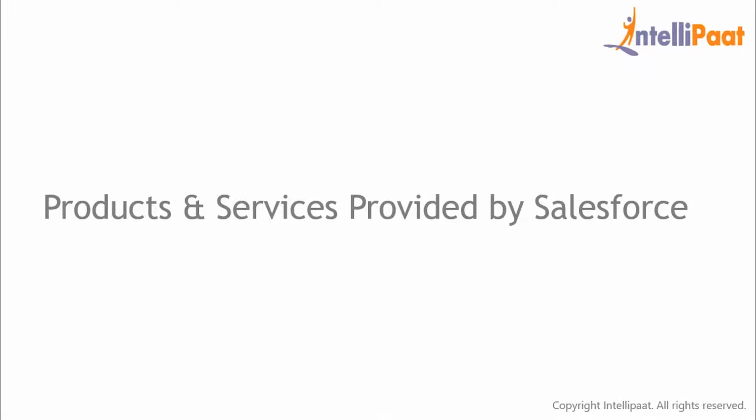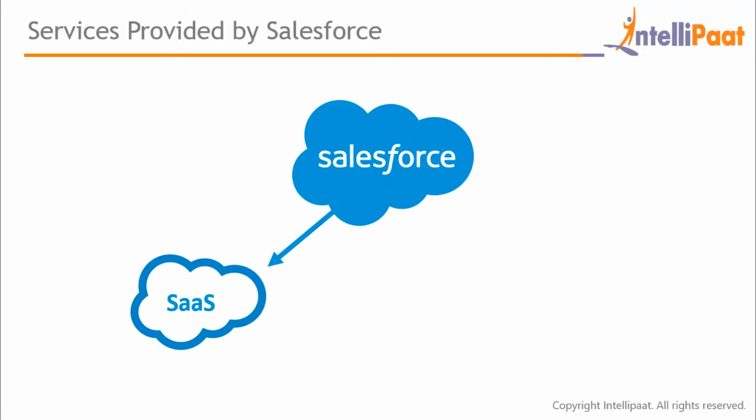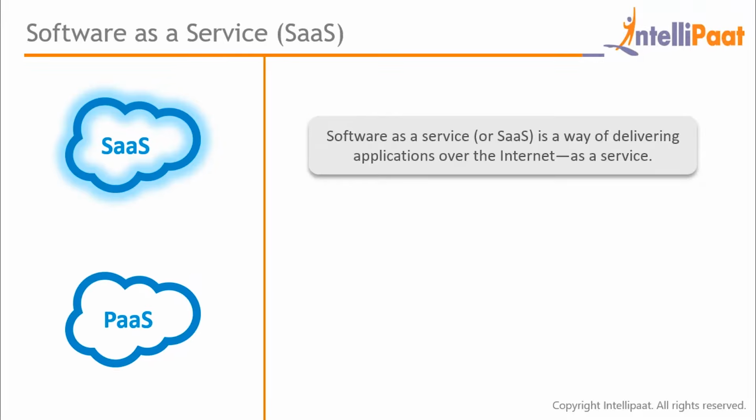Alright, so let's now talk about the products and services provided by Salesforce. Now there are two types of services which Salesforce provides. One is SaaS, that is software as a service, and PaaS, that is platform as a service. We'll discuss both of these separately in the following slides. Alright, so let's have a look at the software as a service platform in detail and get an in-depth knowledge of it.